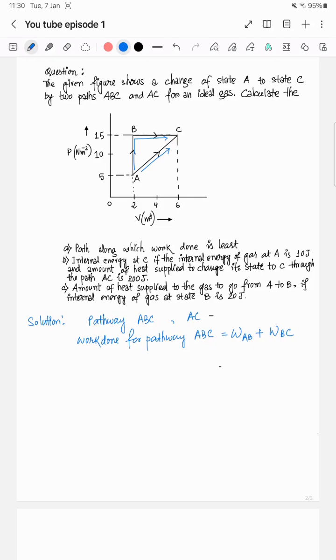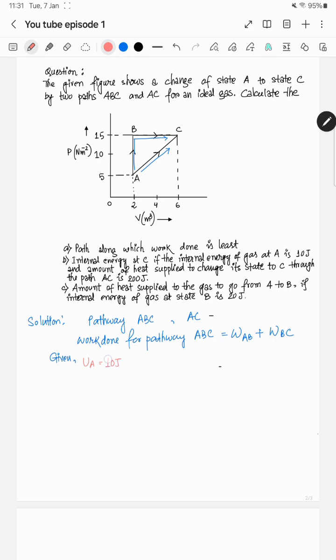Before solving, we will list out what is given. We will make a list by writing given, and all the information given we will write here. To solve the first question, the path along which work done is least, and the second, internal energy at C, we have to calculate. If the internal energy of gas at A is 10 joule, internal energy is represented by U, so U of A is 10 joule.